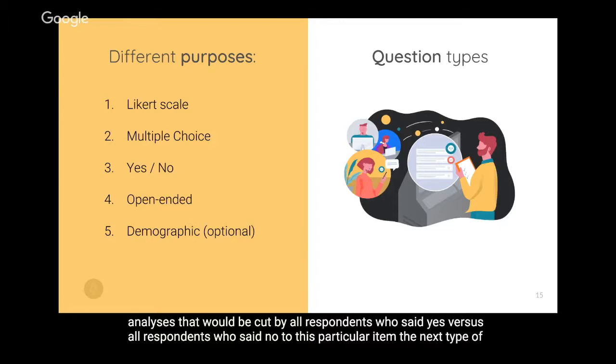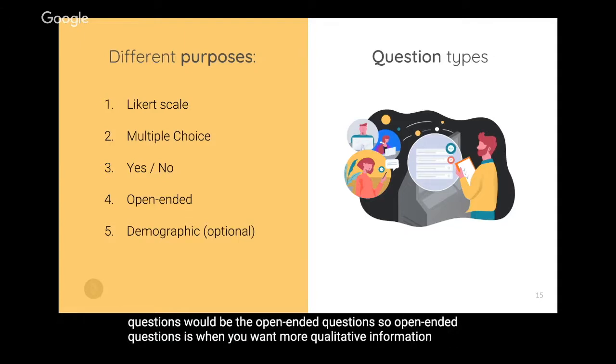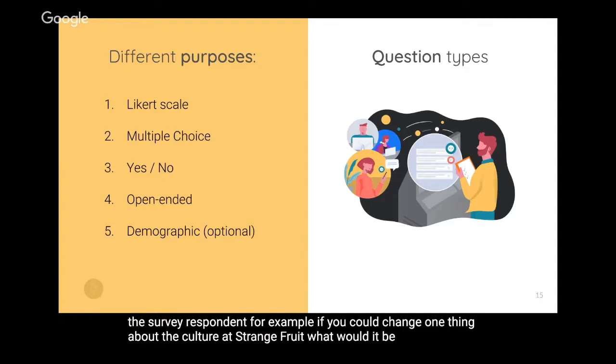The next type of questions would be the open-ended questions. So open-ended questions is when you want more qualitative information from the survey respondent. For example, if you could change one thing about the culture at Strange Fruit, what would it be?